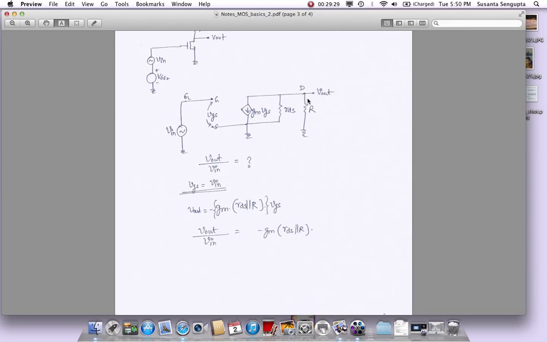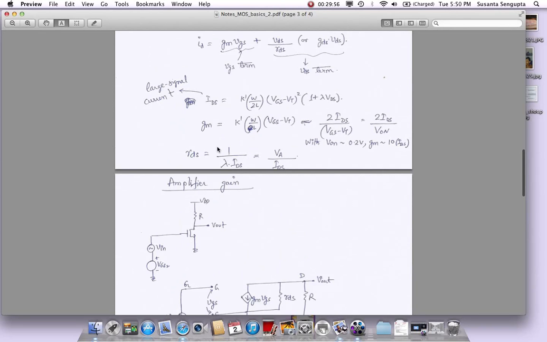So the output voltage is that effective resistance multiplied by the current. Since the current is flowing the opposite way, not into the load but away from the load into this current source, we put a minus sign, and gm times VGS. So that is the current. This is the load resistor, and if you just rearrange it, putting VGS here as Vin and Vout here, we get a value which is minus gm times RDS in parallel with R.